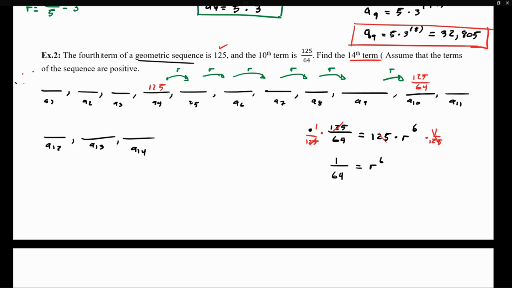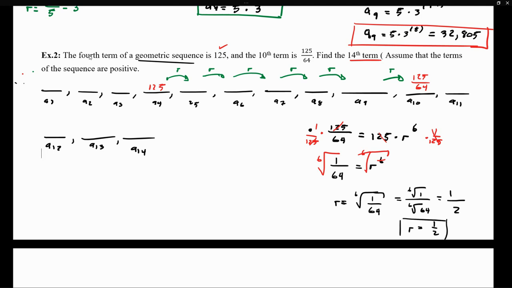And at this point, we want to isolate the r. To properly isolate the r, we've got to take the 6th root. So now this is going to cancel out. Now we have that r has a value of the 6th root of 1 over 64, which again is equivalent to the 6th root of 1 over the 6th root of 64. The 6th root of 1 is 1, and the 6th root of 64 is just 2. So now notice that r has a value of 1/2.